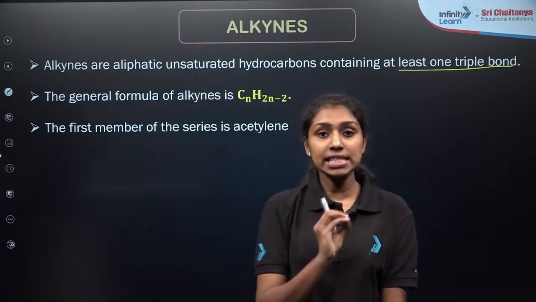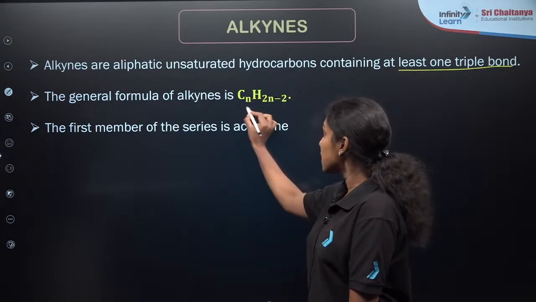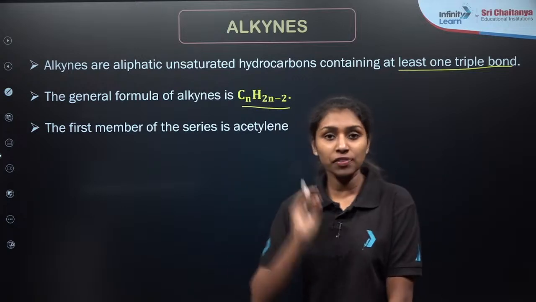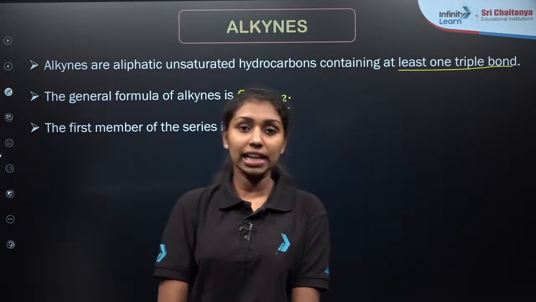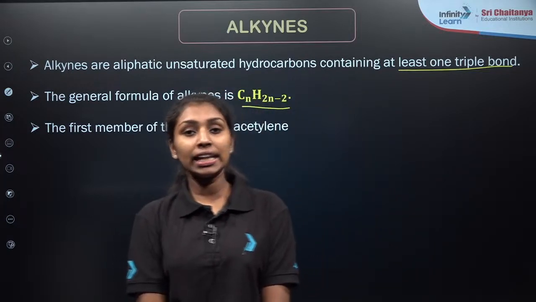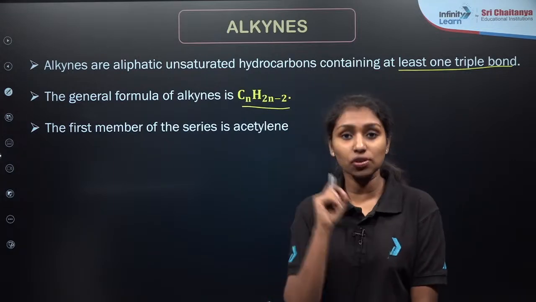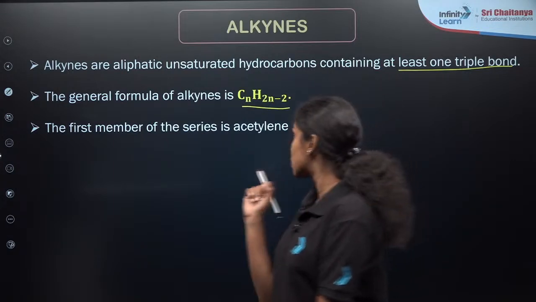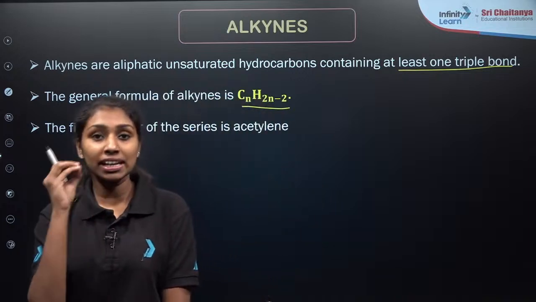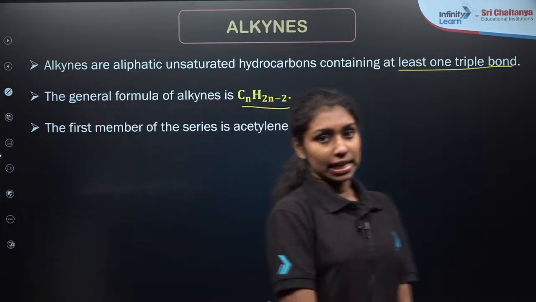In general, alkynes can be represented as CnH2n-2. As we already know, in the case of alkanes it is CnH2n+2, and in the case of alkenes it is CnH2n. Similarly, in the case of alkynes it will be CnH2n-2. So we can write down the members of the alkyne series like this.